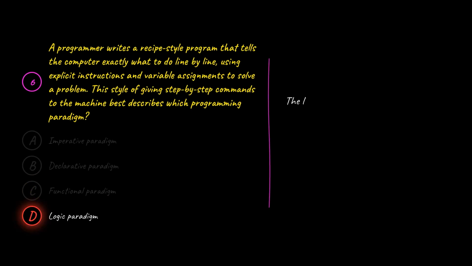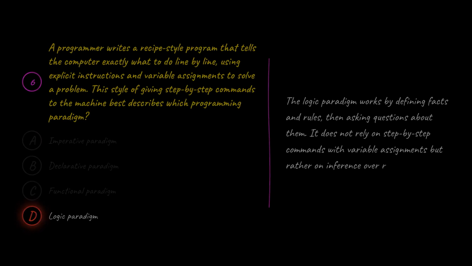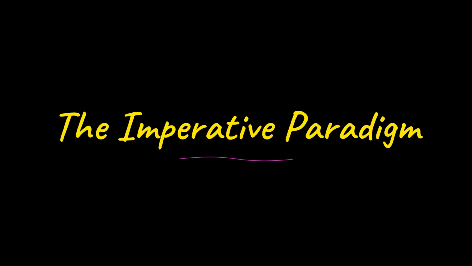D is wrong because the logic paradigm works by defining facts and rules, then asking questions about them. It does not rely on step-by-step commands with variable assignments, but rather on inference over relationships. The imperative paradigm is one of the oldest and most fundamental styles of programming. Rather than describing what you want, imperative code tells the computer exactly how to do it, step by step.